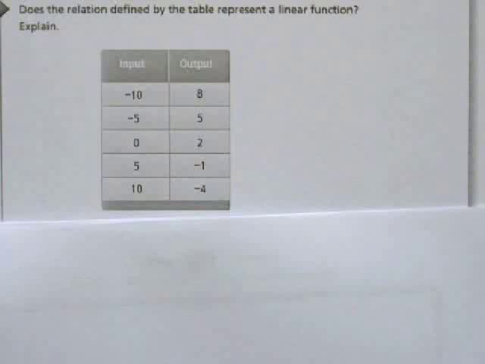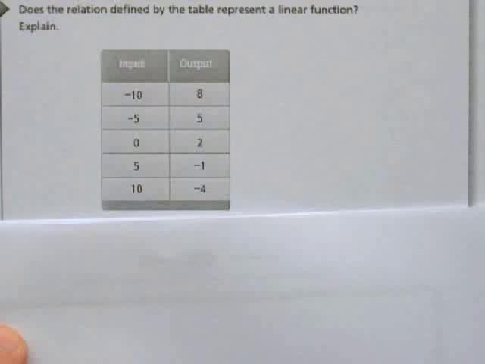Okay, two final examples with regards to identifying linear functions. In this case, we have a table, input, output. The question is, does the relationship defined by the table represent a linear function? So let's just jump right in. Let's start checking our values.